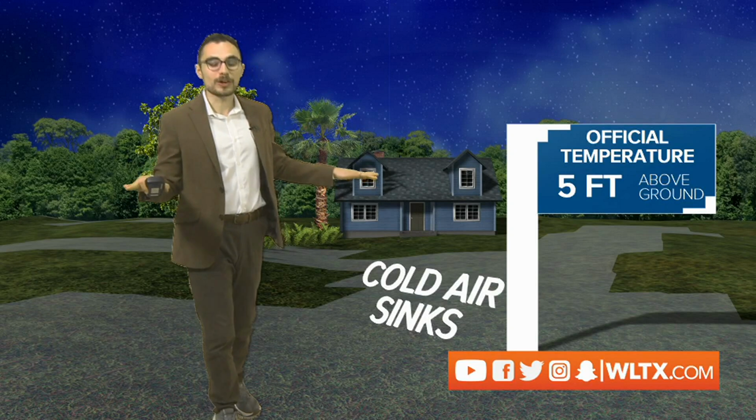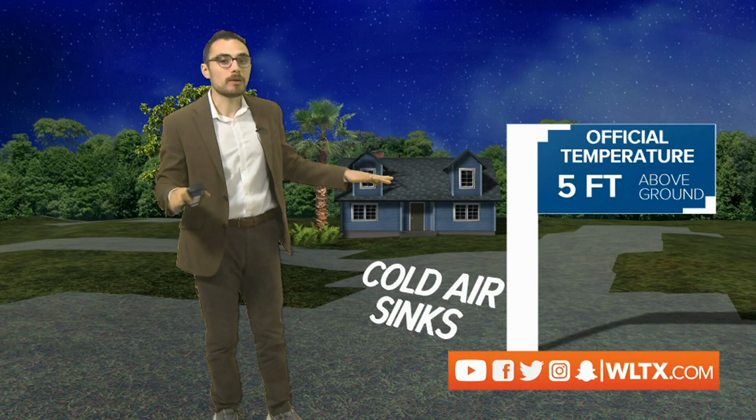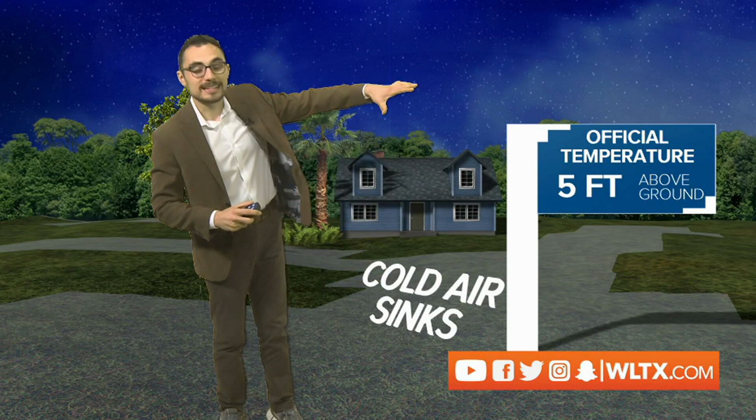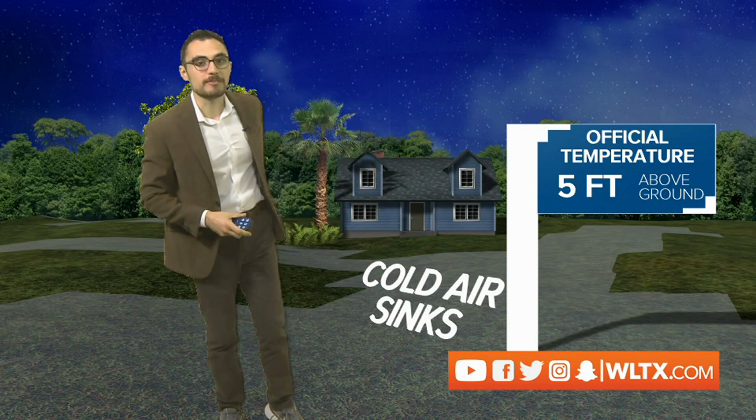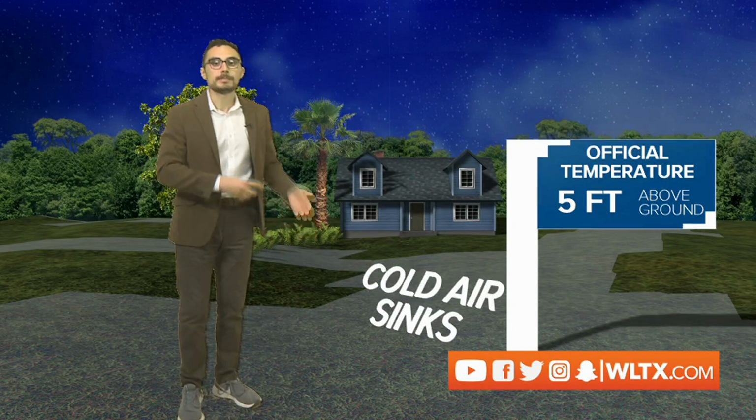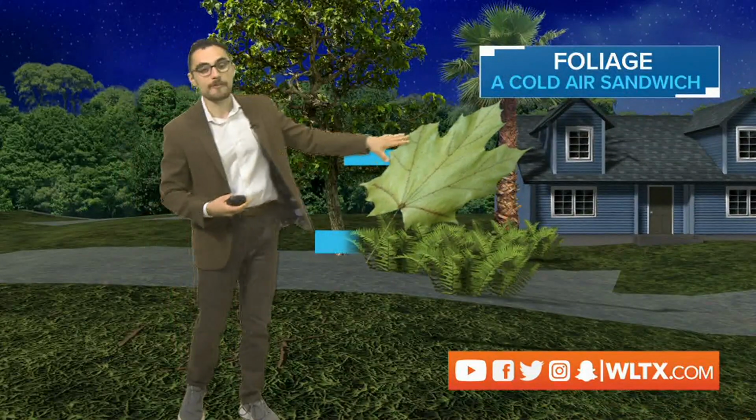Now, if you have a tree overhead, that'll keep some frost from developing, because as that heat radiates out, trees will capture some of that heat. But let's go to plants, because that's another spot where you're going to see frost. Leaves are really efficient at losing heat. Kind of their job, right?